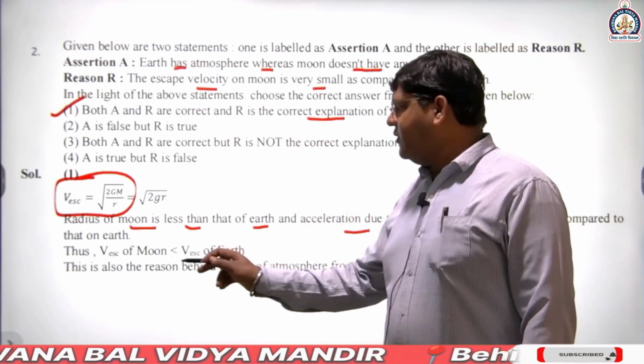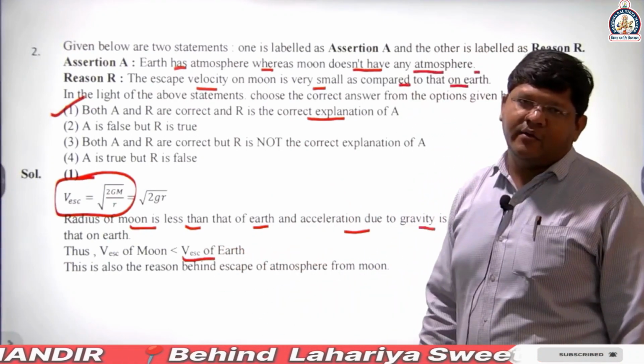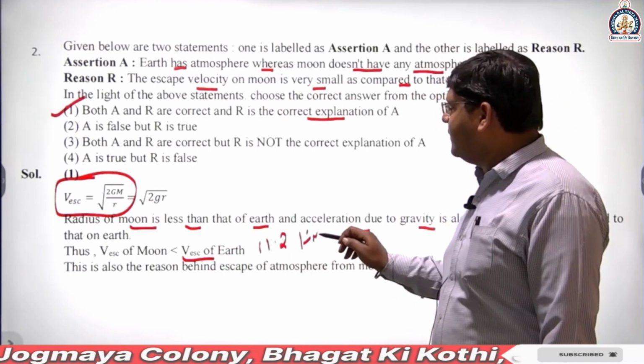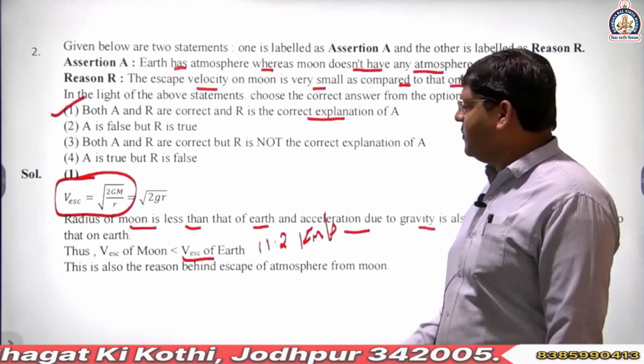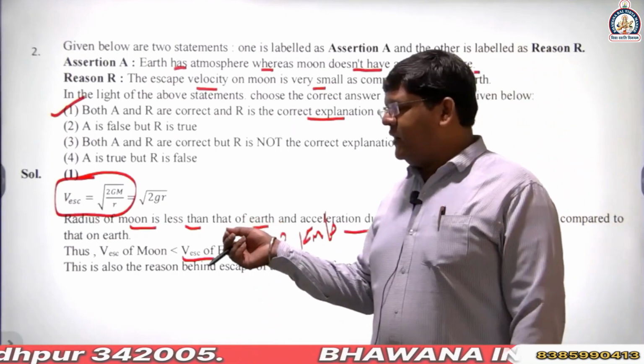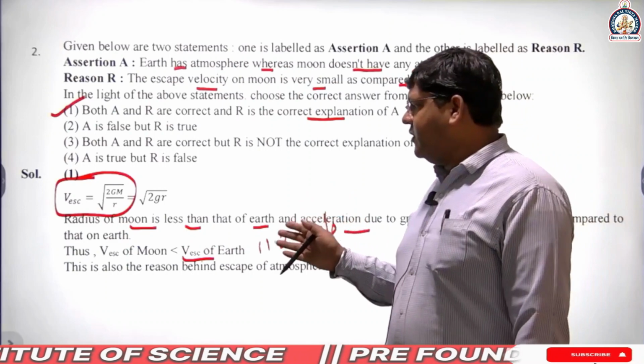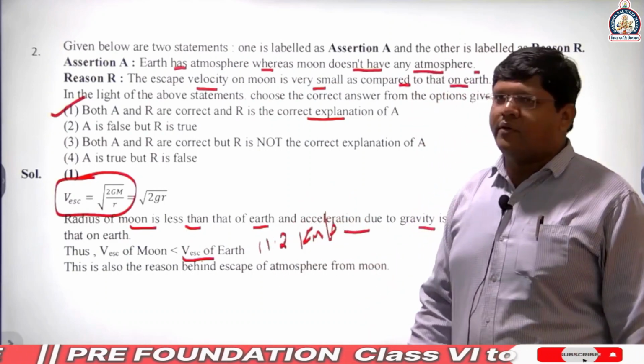That's why the escape velocity of Earth is higher, around 11.2 kilometer per second, and for the moon it is around 2 to 3 kilometer per second. That's why escape velocity on Earth is higher as compared to the moon.